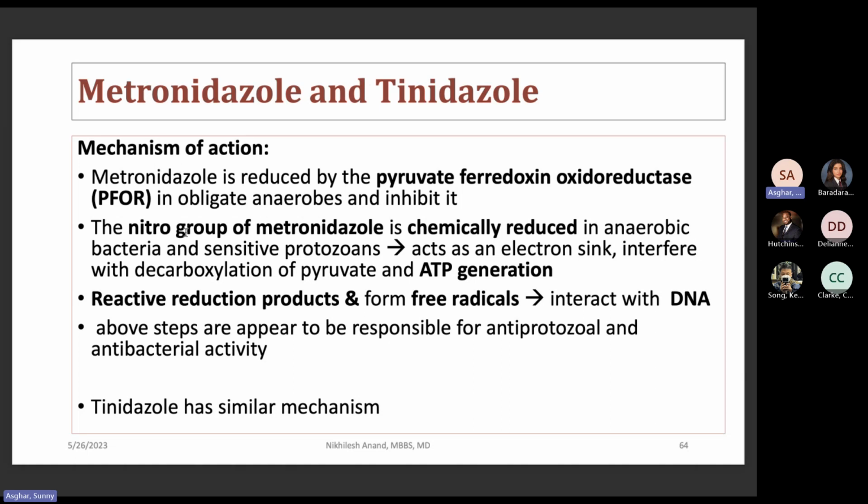So this is basically, again, the mechanism of action, what it's doing. The nitro group of your metronidazole is reduced in an anaerobic environment, which makes it sensitive to protozoans. Then it interferes with ATP generation. I don't know if you guys recall from Med 1, ATP is very important as part of your electron transport system.